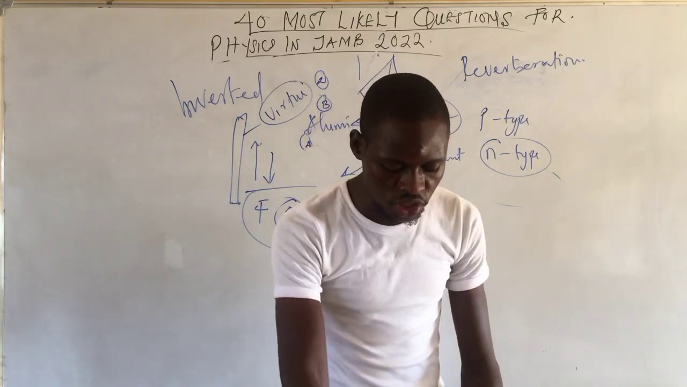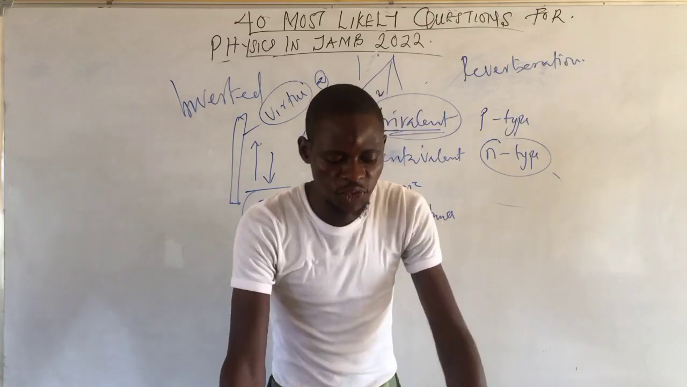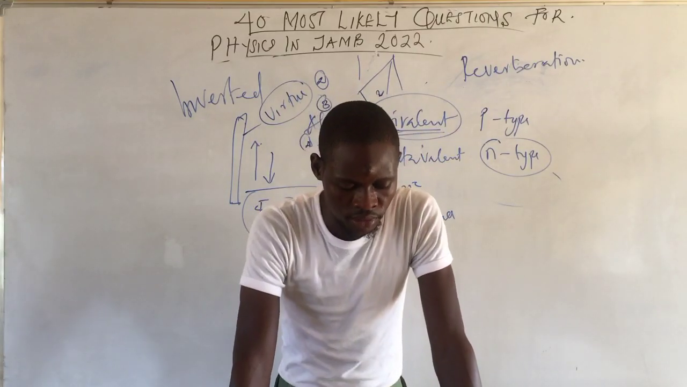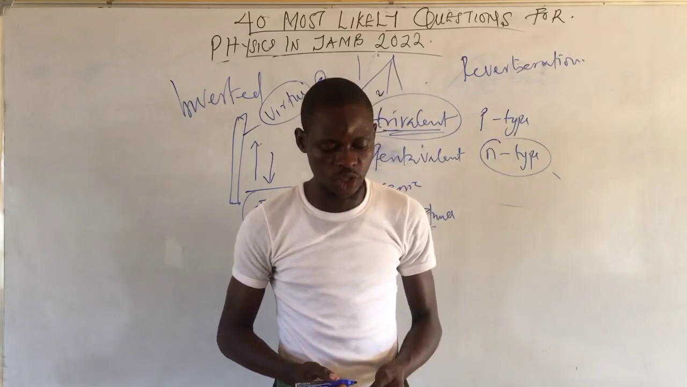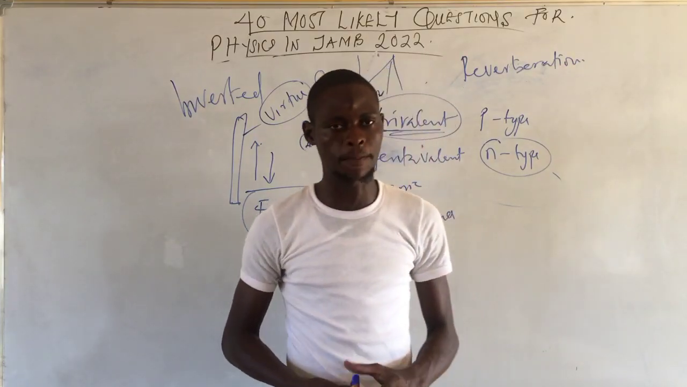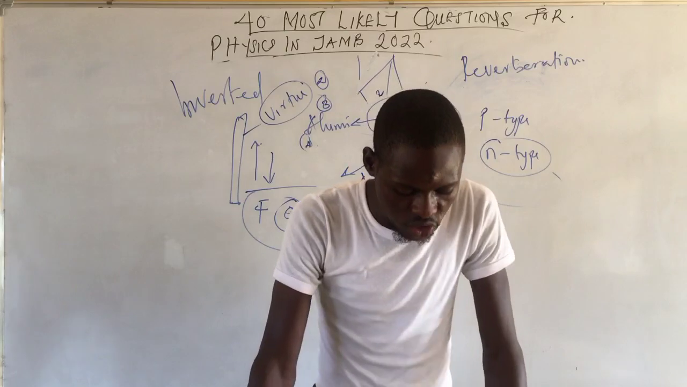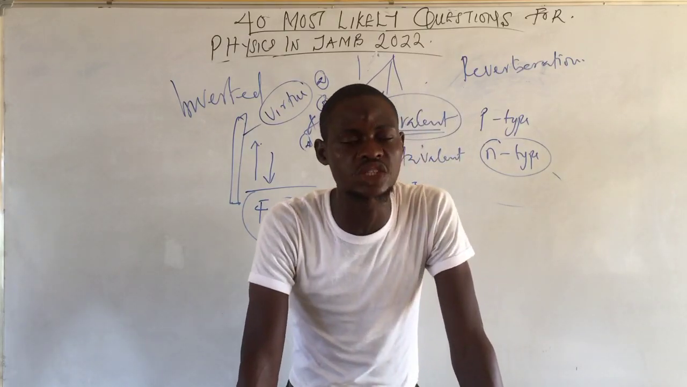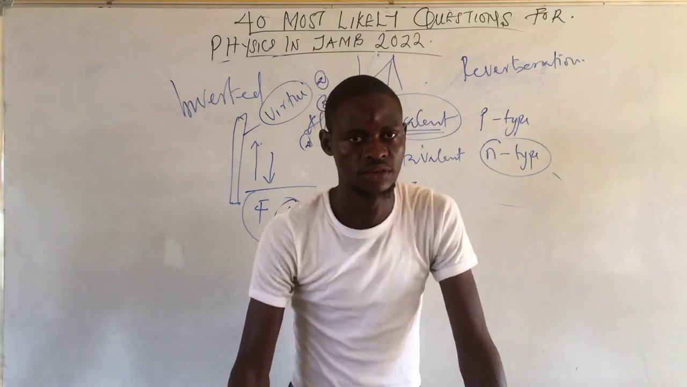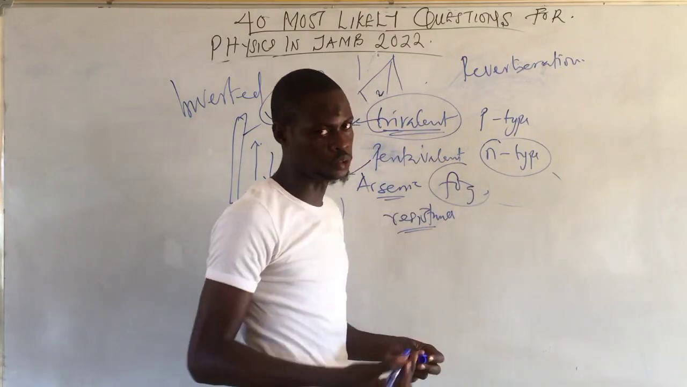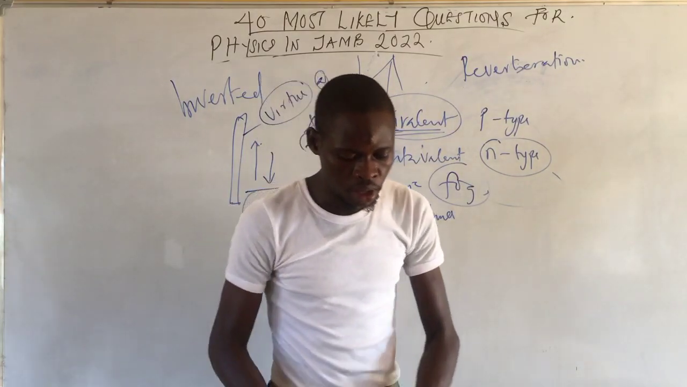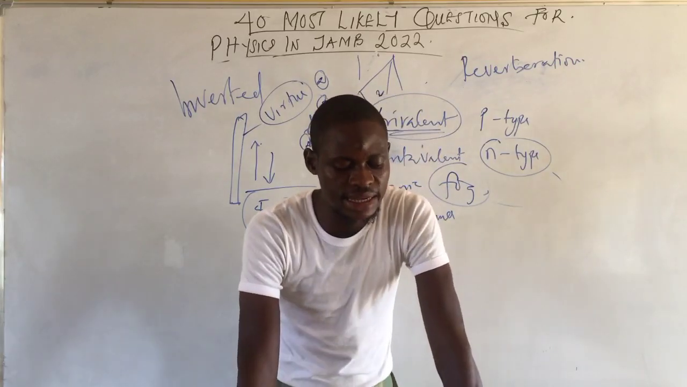Now, another question here, this is our question 19: the phenomenon whereby the water droplets in the atmosphere combine with dust particles in the air to reduce visibility is known as what? We call it fog. Fog. That is fog, which is different from dew. All together.